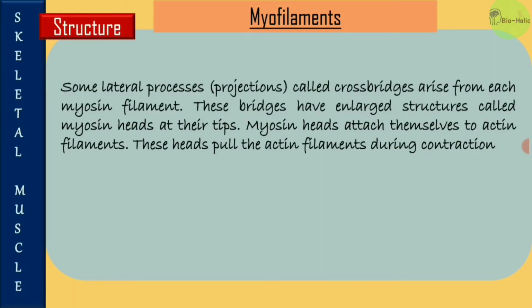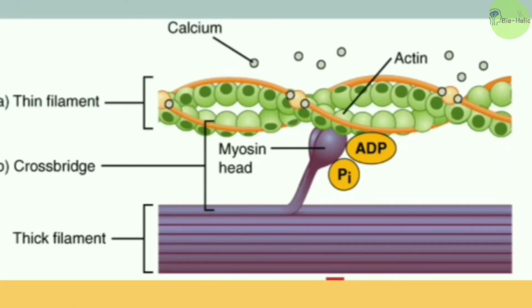Some lateral processes called cross bridges arise from each myosin filament. These bridges have enlarged structures called myosin heads at their tips. Myosin heads attach themselves to actin filaments, and these heads pull the actin filaments during the contraction process. Here you can see the cross bridges and the myosin head at its tip that is attached to actin filaments.